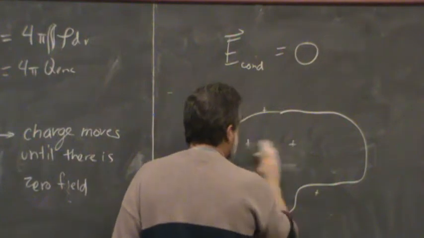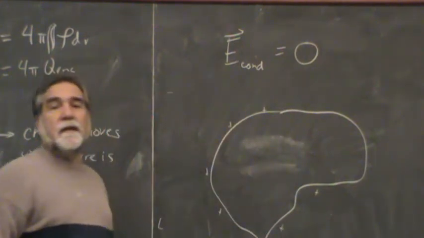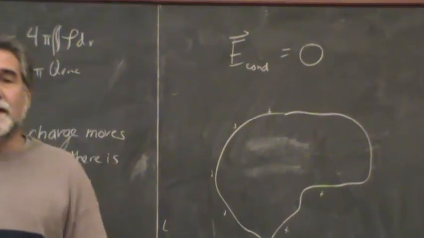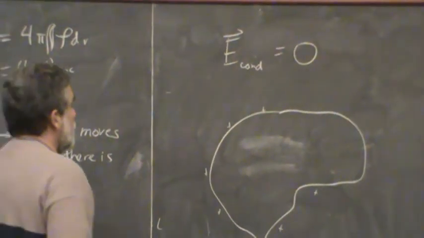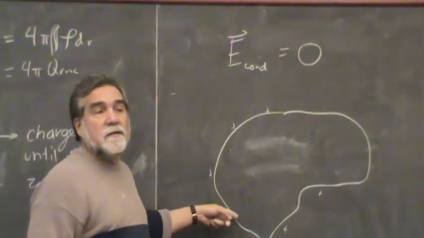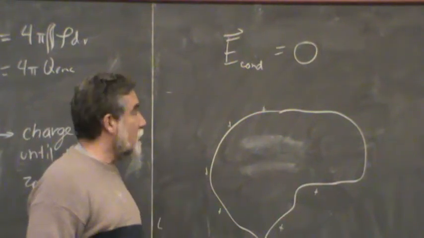It doesn't tell us about the distribution of the charge. It just tells us that it goes to the outside surface of the conductor.